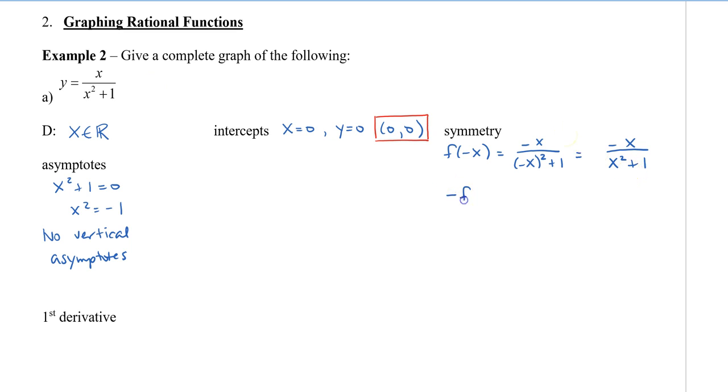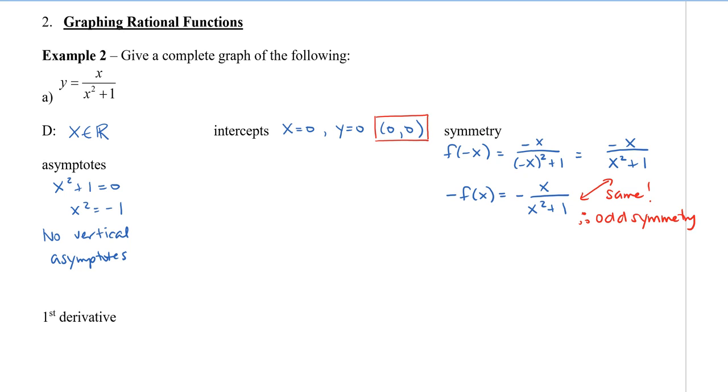So now I'm going to check negative f of x. So that means I'm going to place a negative in front of x, divided by x squared plus 1, and I can see that these are the same. So therefore, I have odd symmetry. Now that's going to be really useful when I graph, because then I only really need to do half of the graph, because then I can reflect to get the other side.